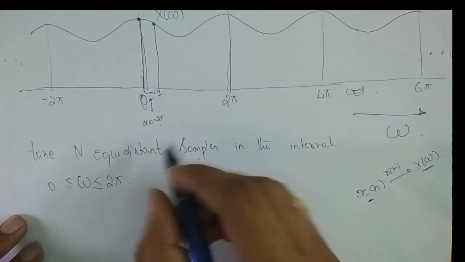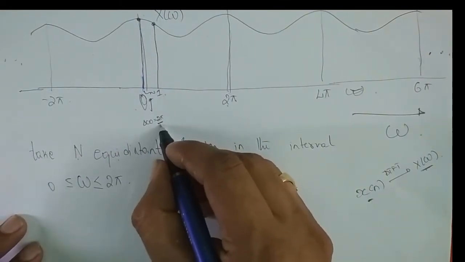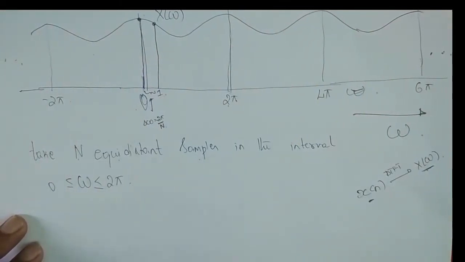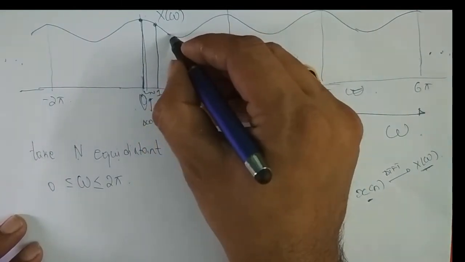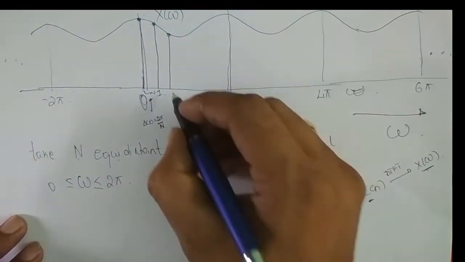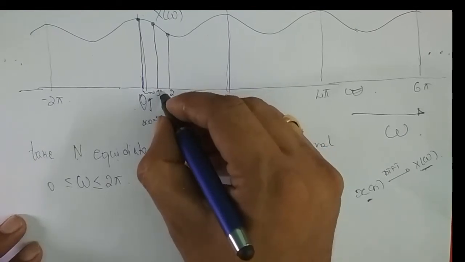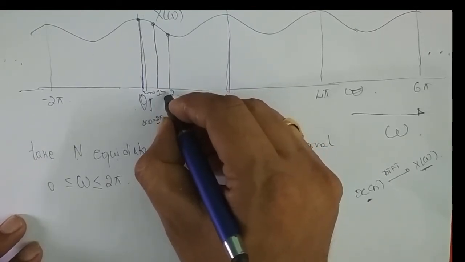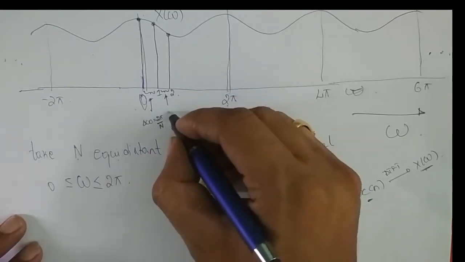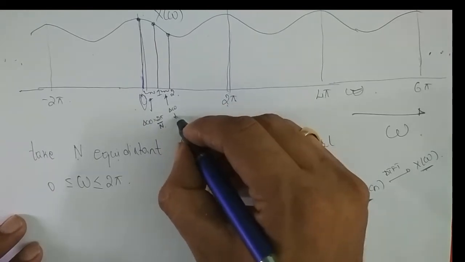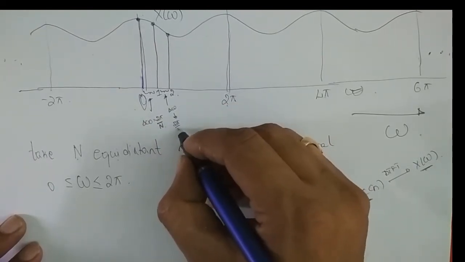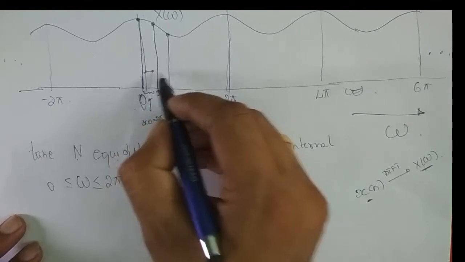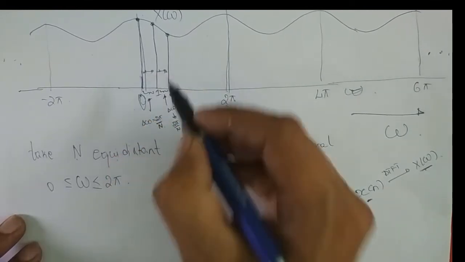Because 0 to 2 pi, divided by n, how many samples I'm taking. Okay, so again the next sample is somewhere here. Let me call it the second sample. And what is the distance between the first sample and the second sample? Again, this is the same as delta omega. And what is this right hand side? 2 pi divided by n. So the spacing between these successive samples will be the same. And what is it? It is delta omega.